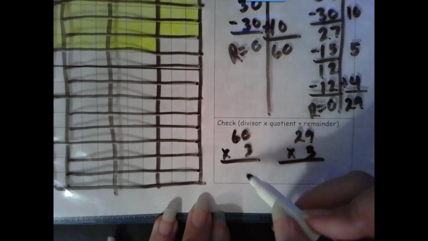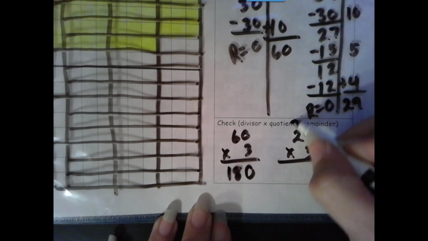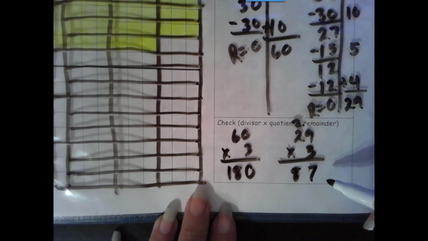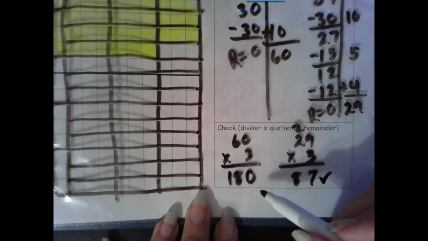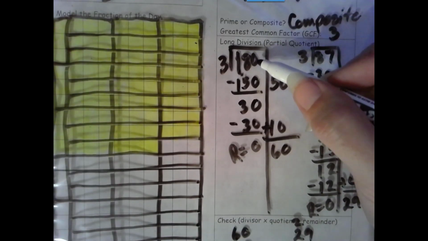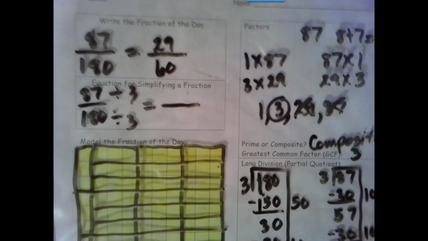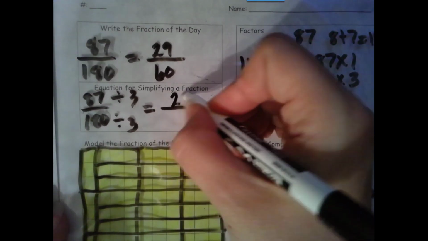3 groups of 0 is 0. 3 groups of 6 tens is 18 tens. 3 groups of 9 is 27. 3 groups of 2 tens is 6 tens plus 2 more tens is 8 tens. 87, that matches our dividend, so that checks. 180, that matches our dividend, so that checks. So that means the numerator is definitely 29 and the denominator is definitely 60.